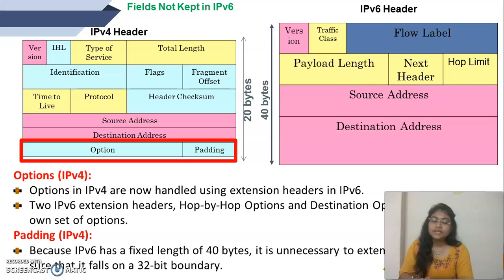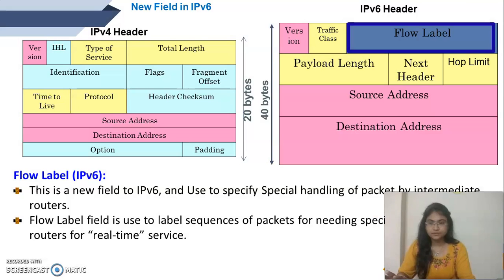In case of IPv6, the option field and padding field are both removed, because if you want to specify a particular type of routing, strict routing, source routing, or any type of particular routing information, then we have to use the extension headers which are available in the IPv6 header format. For example, hop by hop option header, destination option header. These headers are available in IPv6, so we do not need to include the option and padding in case of the IPv6 header.